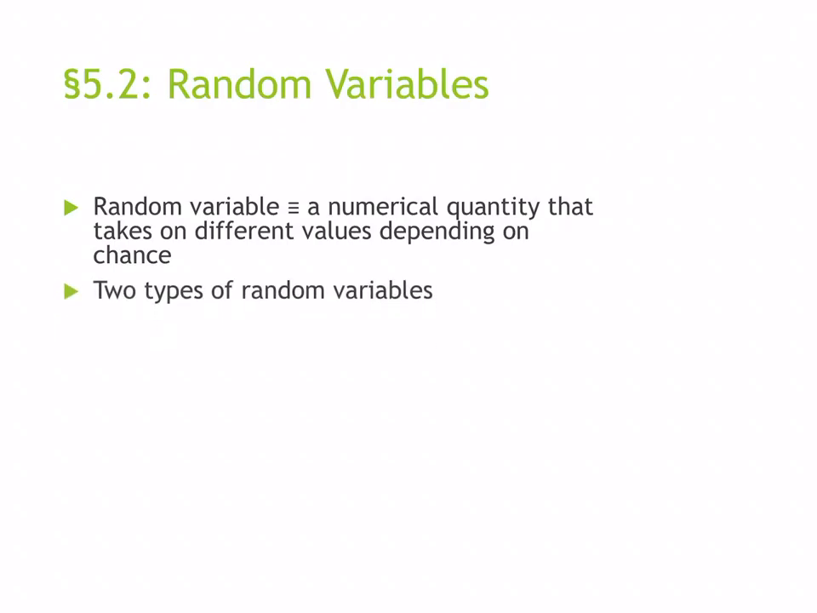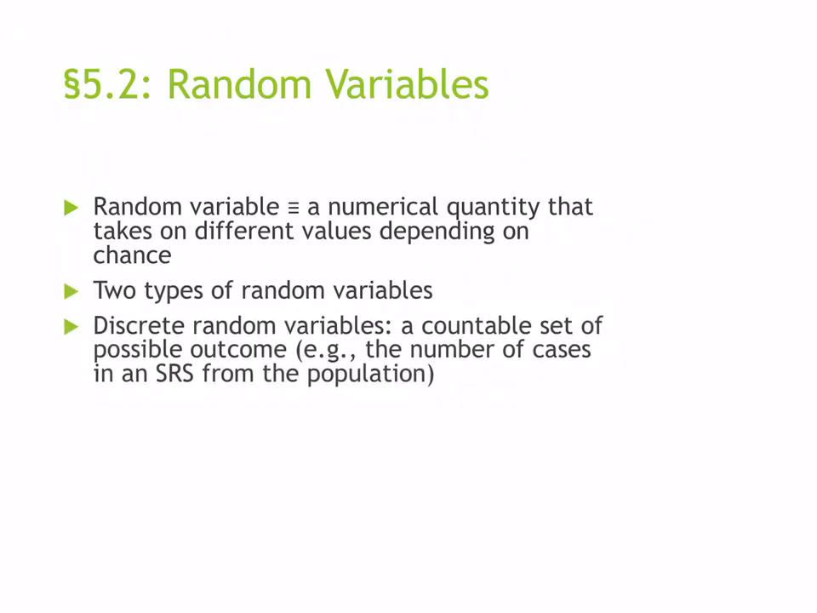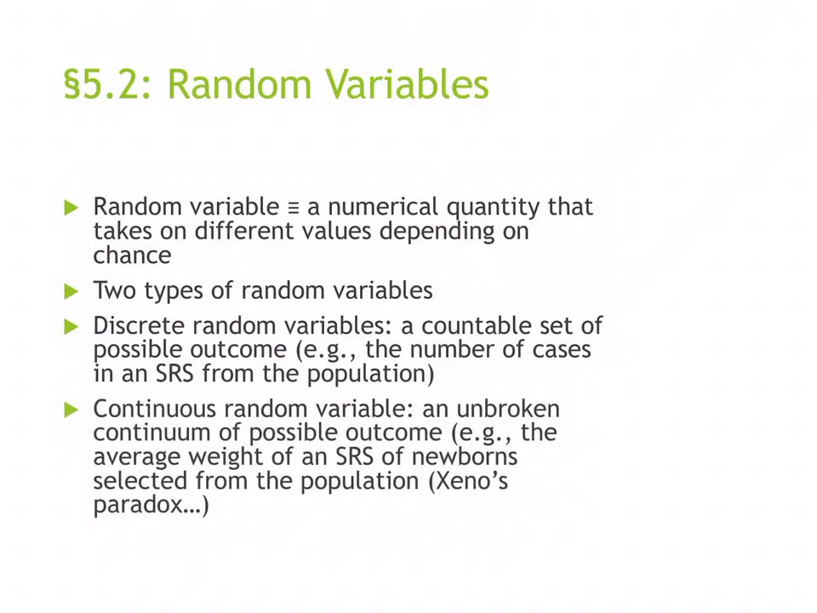There are two types of random variables. The first type is called a discrete random variable, which is a countable set of possible outcomes, like the number of cases in a simple random sample from the population. The second type is called a continuous random variable, which is an unbroken continuum of possible outcomes, meaning that it's continuous, it keeps going, always going on.